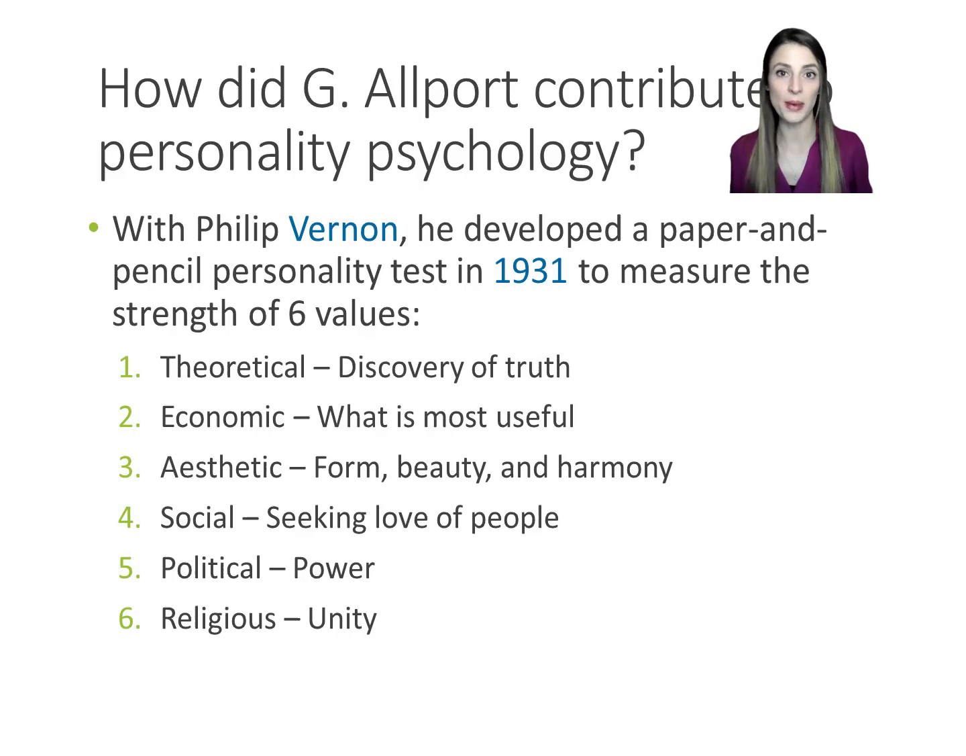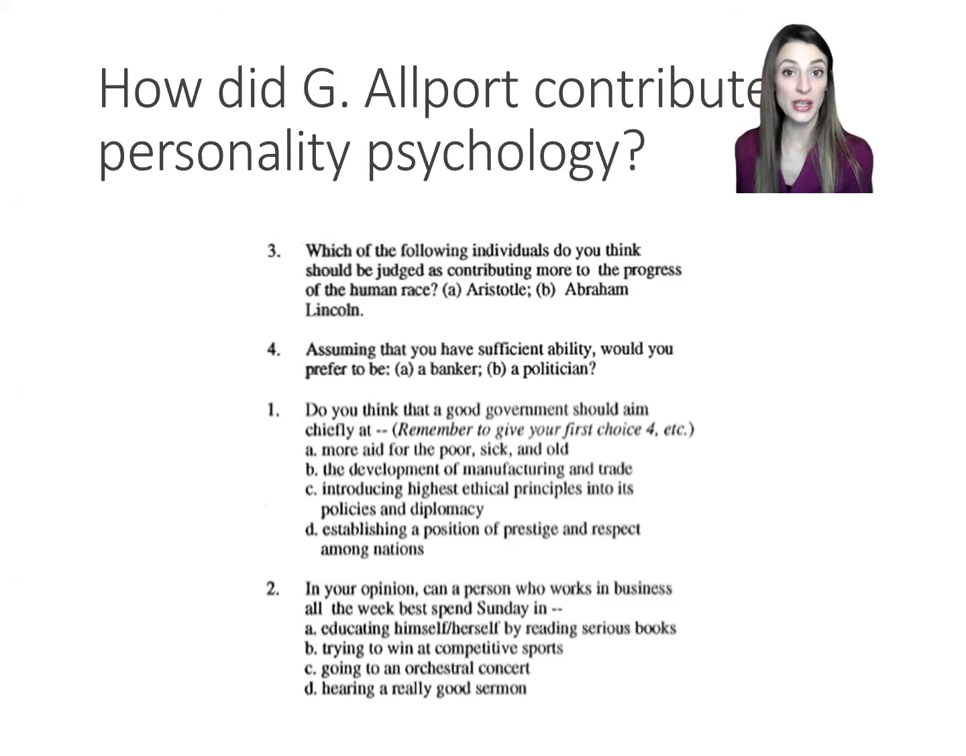Which one of these values best describes your personality, how you behave today, tomorrow, yesterday, at home, at school, at work? If you are someone who values theory, then you value discovering the truth. If you value economics, then you want things that are useful, that are practical. If your focus is on aesthetic values, then you care about form, beauty, harmony. If your values center on social relationships, then you seek love, affection, connection with other people. Political values usually drive people to seek power. Religious values drive people to seek unity. So take a moment to think about which one of these values best describes your personality. Here are a few examples from the original paper and pencil test created by Alport and Vernon.